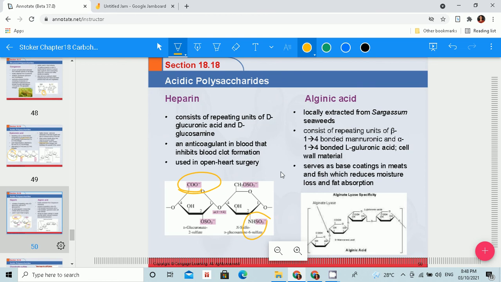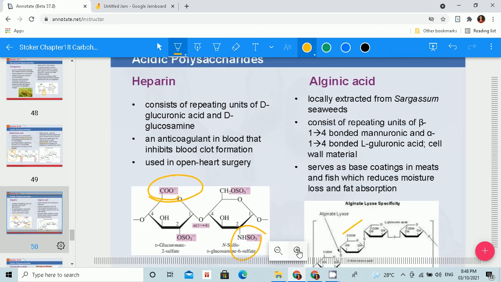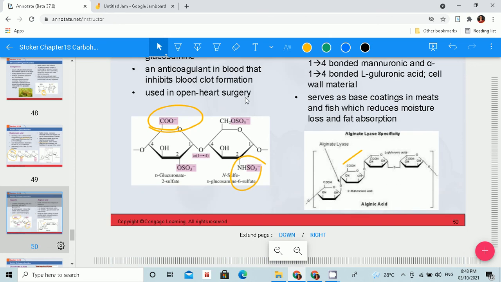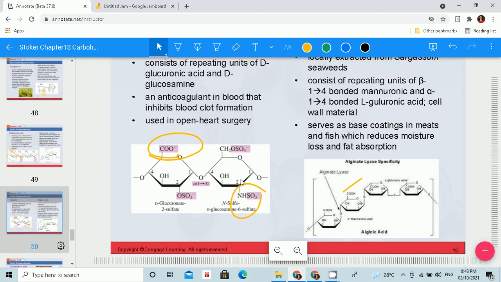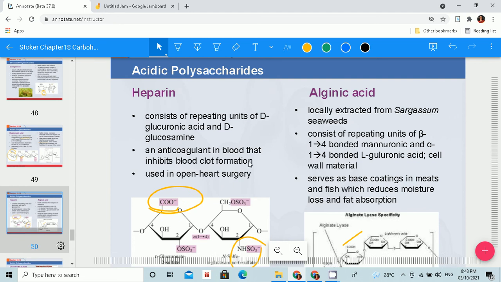Okay, so this one is a glucuronate, and we have the sulfate. And sulfo. So this one is our N-sulfo-D-glucosamine 6-sulfate. So this is our heparin.